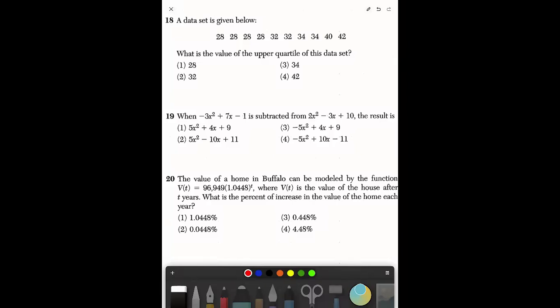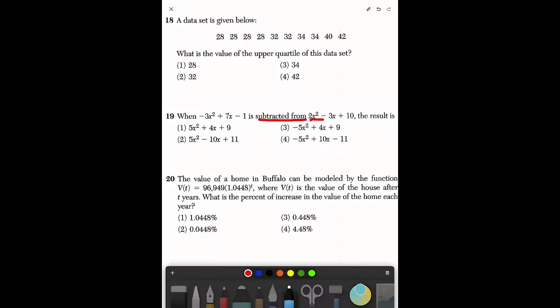Basically, they've given us two expressions. They're both quadratics, and one is being subtracted from the other. To me, the most difficult part is making sure you get the order right. The key, in my opinion, is it says subtracted from.